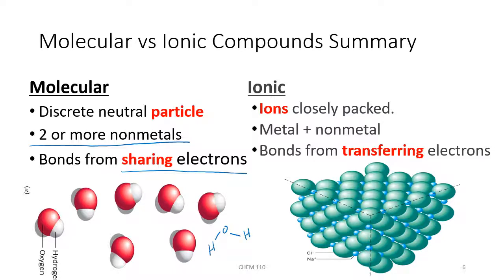Ionic compounds are made up of ions. So there's going to be a bunch of positive and negative interactions that hold the substance together. They're composed of a metal with a nonmetal, and the bonds are formed from the transfer of electrons from the metal to the nonmetal, rather than sharing electrons as we saw in molecules.